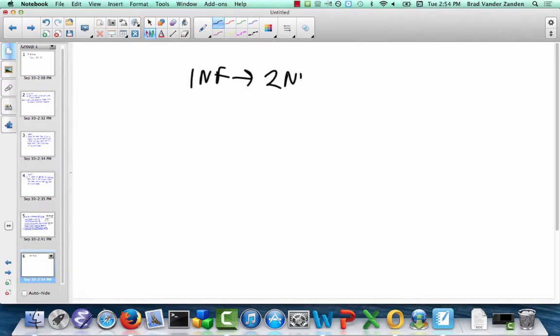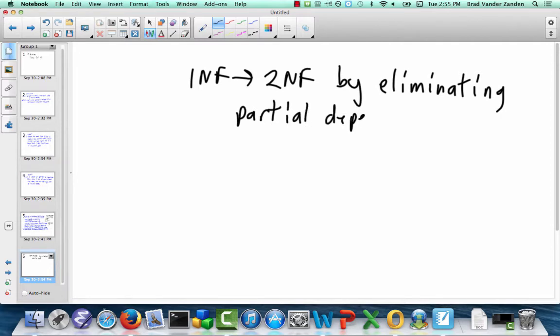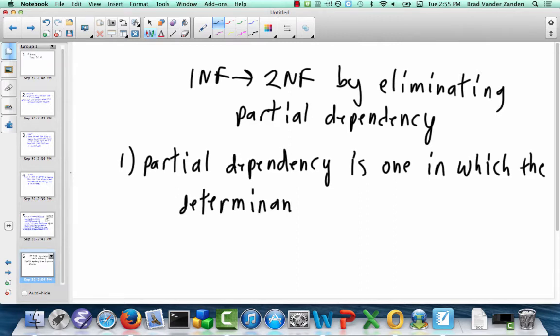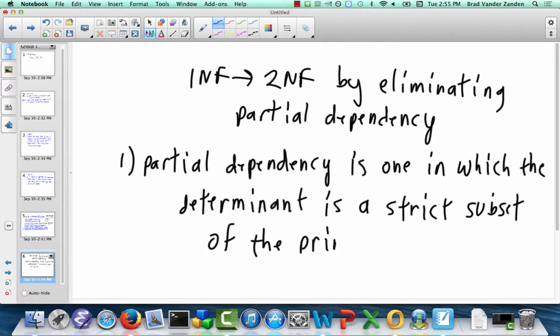We go from first normal form to second normal form by eliminating partial dependencies. And then we have to know what a partial dependency is. A partial dependency is one in which the determinant, which is the left-hand side, is a strict subset of the primary key. A full functional dependency is one that involves just the primary key.